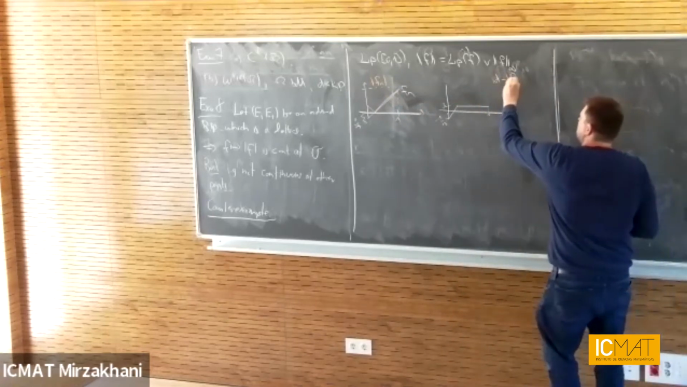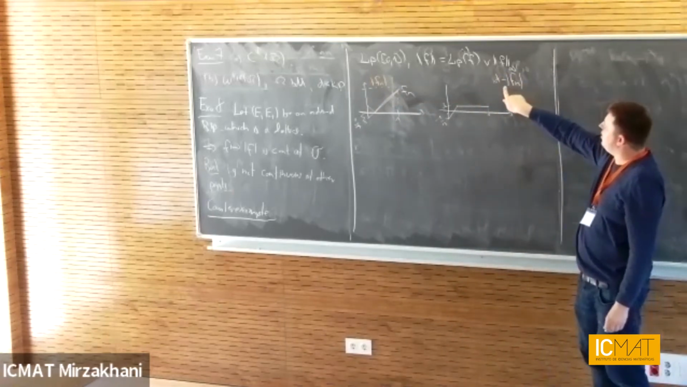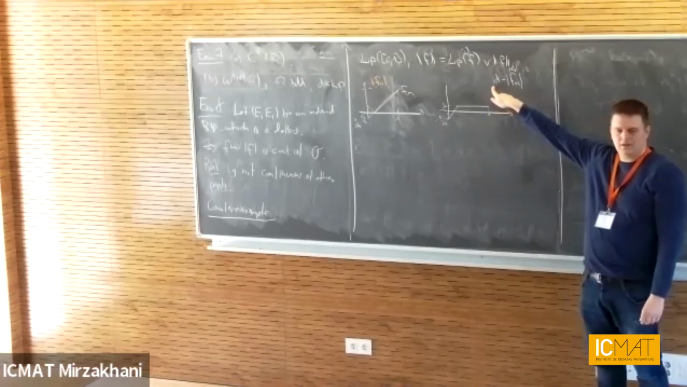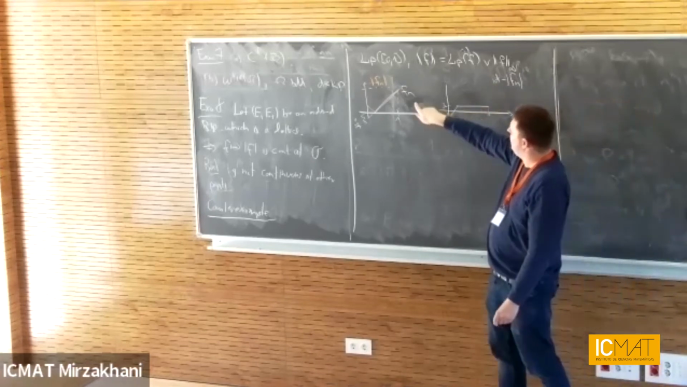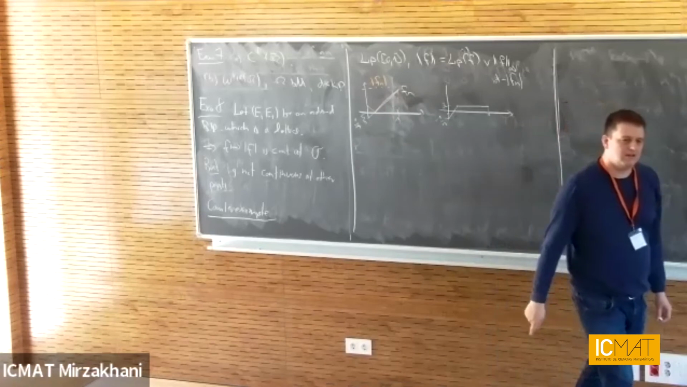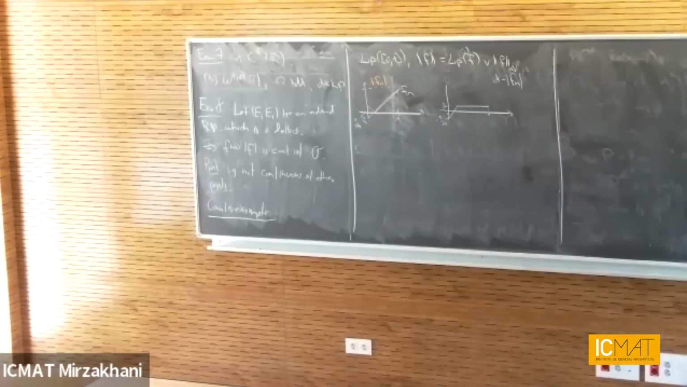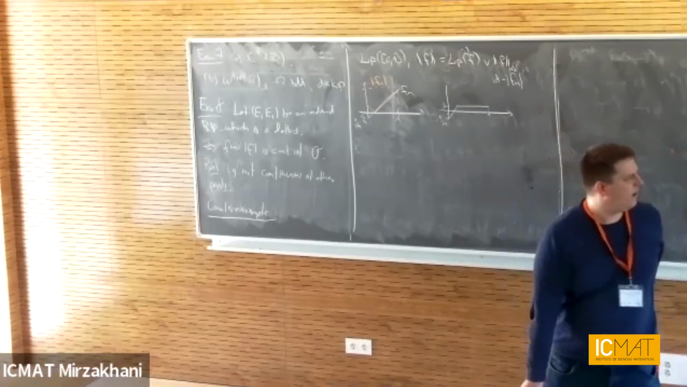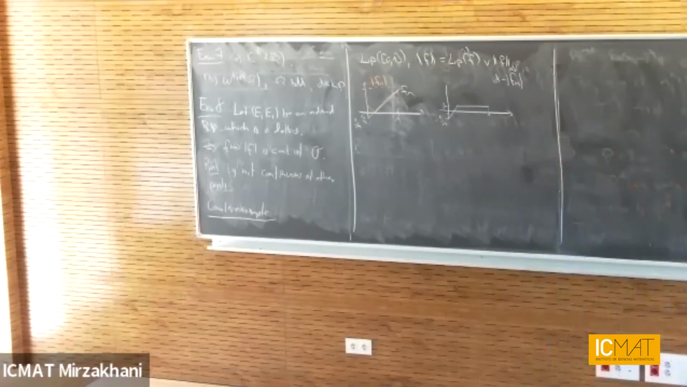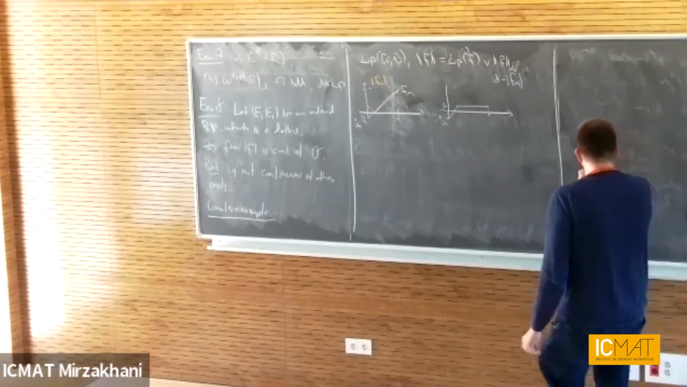So I've shown that the modulus of Fn does not converge to the modulus of the identity, although Fn converges to the identity. So this means the modulus function is not continuous at the identity function. Okay. Why is this nice?